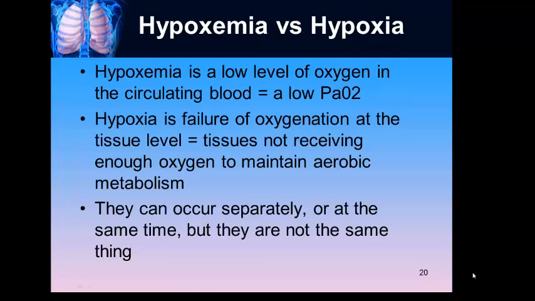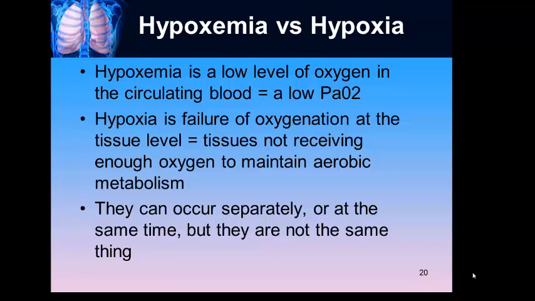Hypoxemia is a low level of oxygen in the circulating blood, a low PaO2. We would find that out by drawing an ABG. We could also assume or estimate the level of arterial oxygen by doing a pulse oximetry.